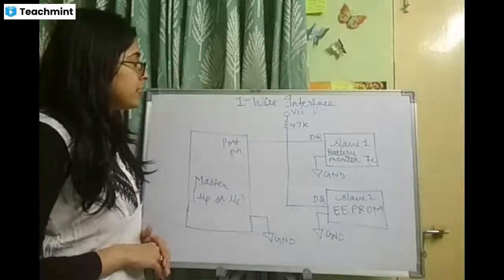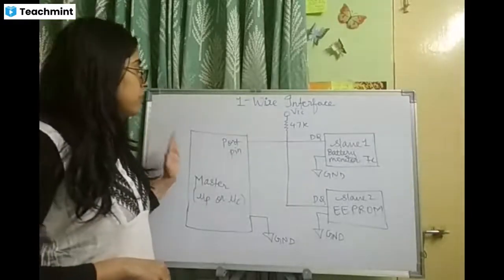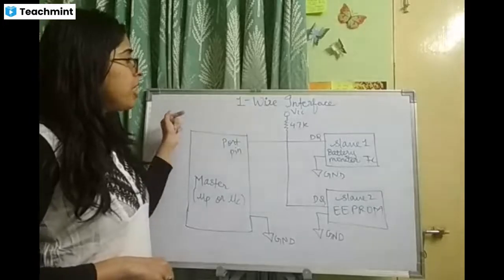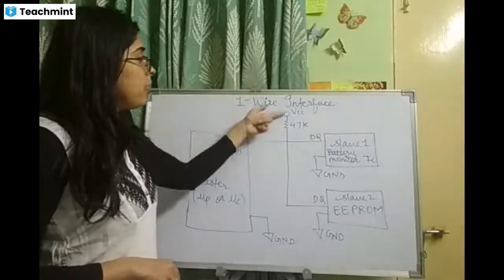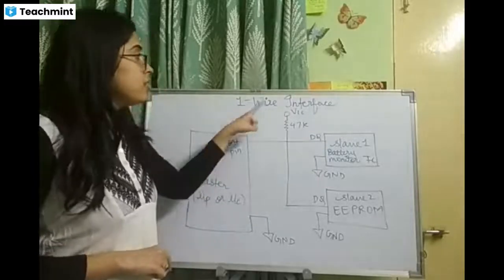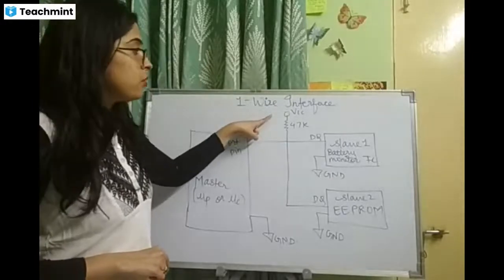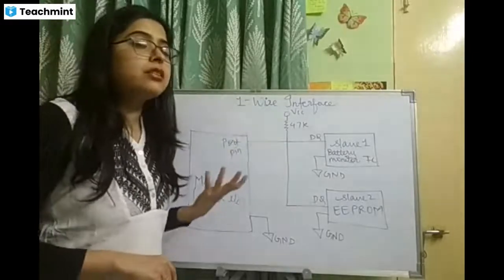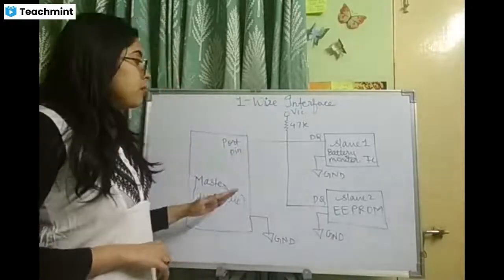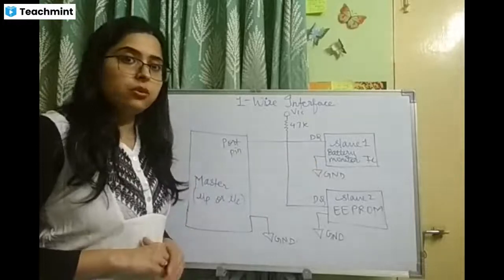Now, what is exactly happening? See, this one wire interface allows power to be included on this single DQ line. Okay, you can see this VCC is attached to this DQ line. So it is also a power line. That is, it supplies power for master and slave devices. This type of configuration supports a single master and multiple slave devices.